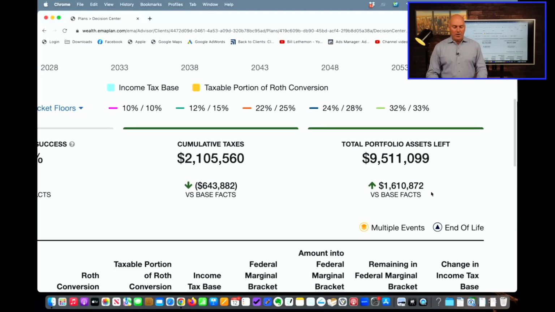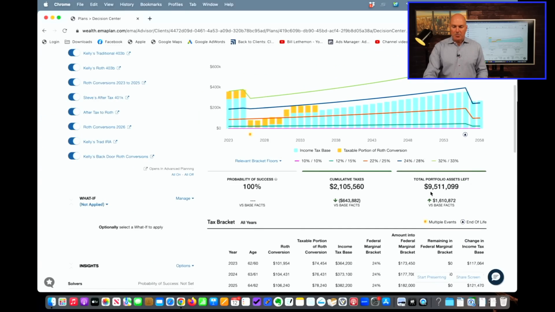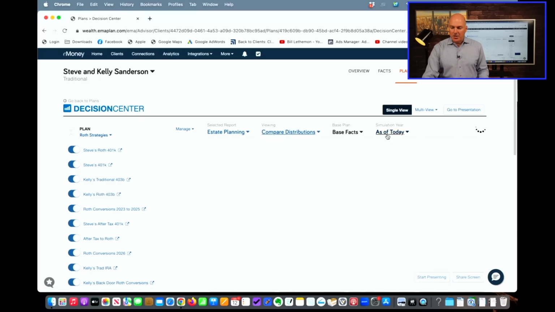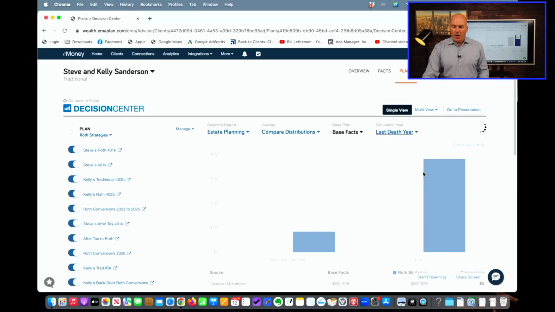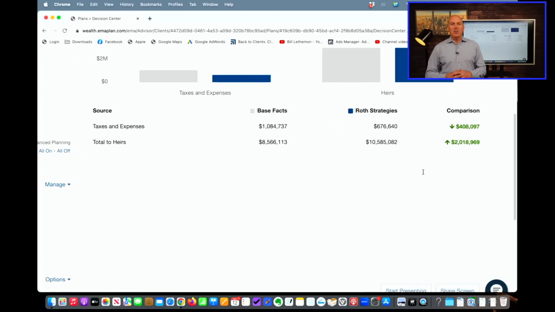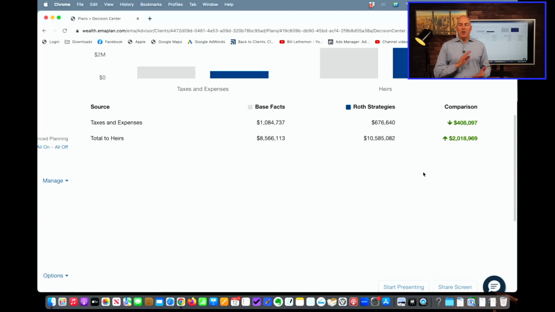And then the third thing was to get a better mix of the assets by tax type. So what we did is we effectively shifted things to be more in those Roth accounts and reduce the tax liability either for ourselves or ourselves and our spouse, but even for our kids as well. And we did that by shifting those assets, and we saw that in those assets by tax type report. And where we can see that is if we go to our estate planning reports here, we can see that those Roth strategies that we worked out here had some pretty profound impacts as well. So it reduced the taxes and expenses by $408,000, and we also increased the amount of total assets to our heirs by over $2 million.